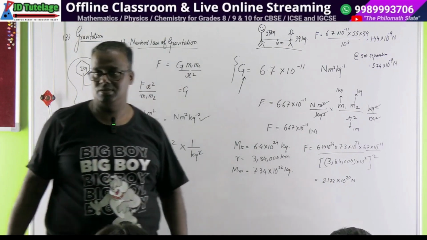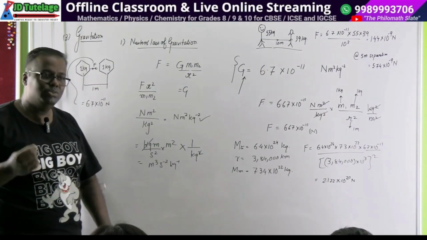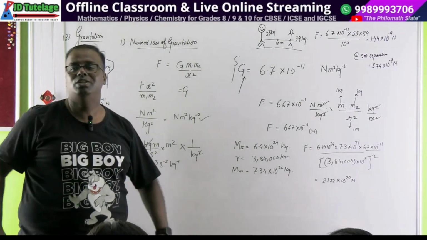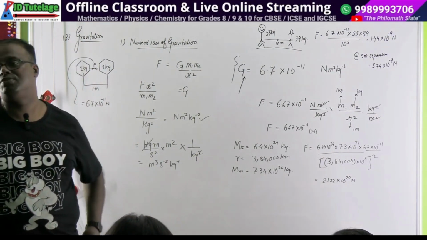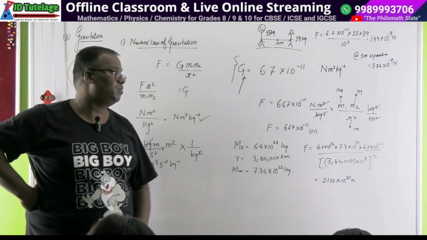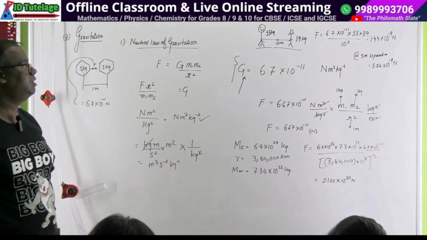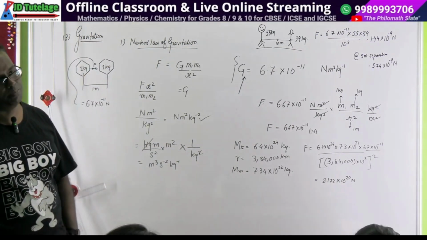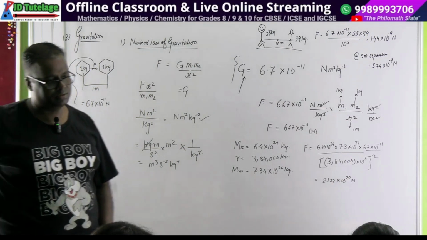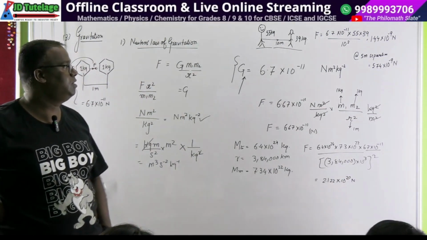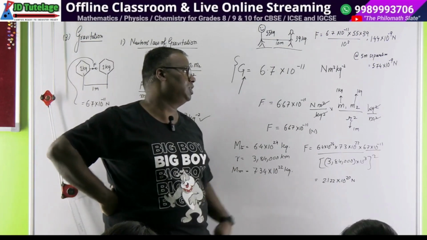Any questions? Now can you define what is Newton's law of gravitation? If you read the book, it will say Newton's law of gravitation states that every body in this universe attracts every other body by a force which is directly proportional to the product of their masses and inversely proportional to the square of the distance between them. And there comes the universal gravitational constant, a value given by 6.7 into 10 to the power.